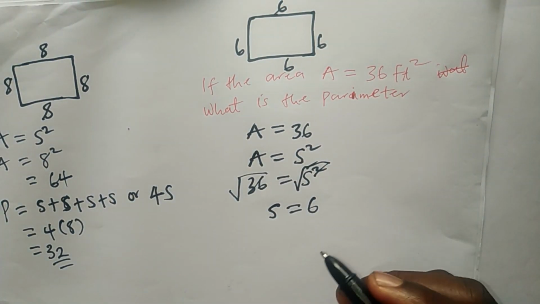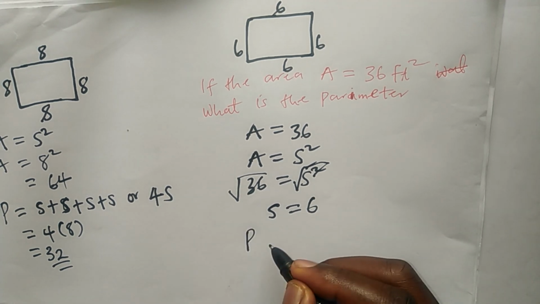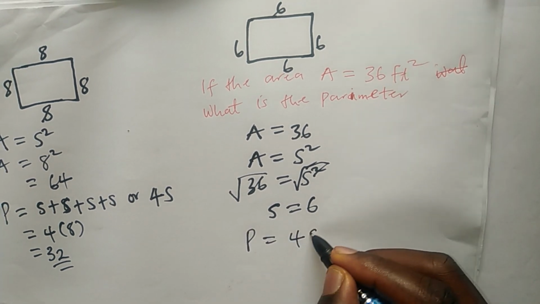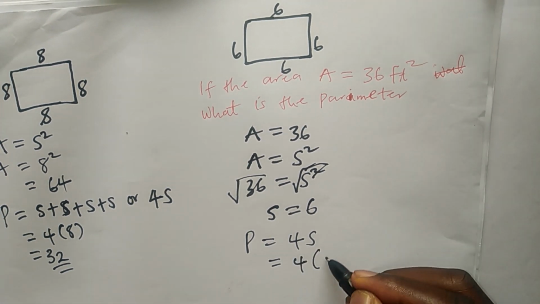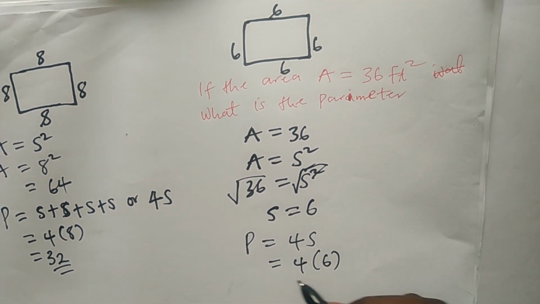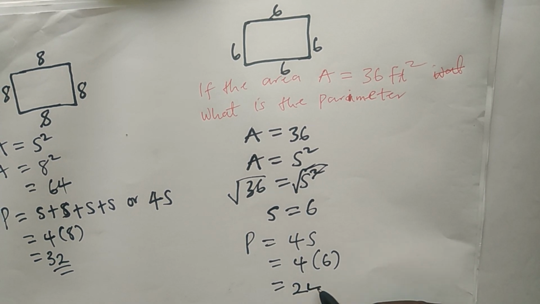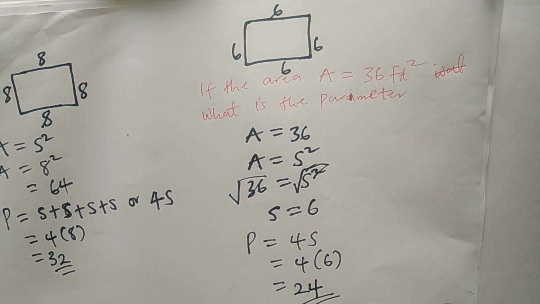Right? Now for the perimeter P, we know it is 4 times s. Therefore, we have 4 times 6. Therefore, the perimeter is equal to 24.